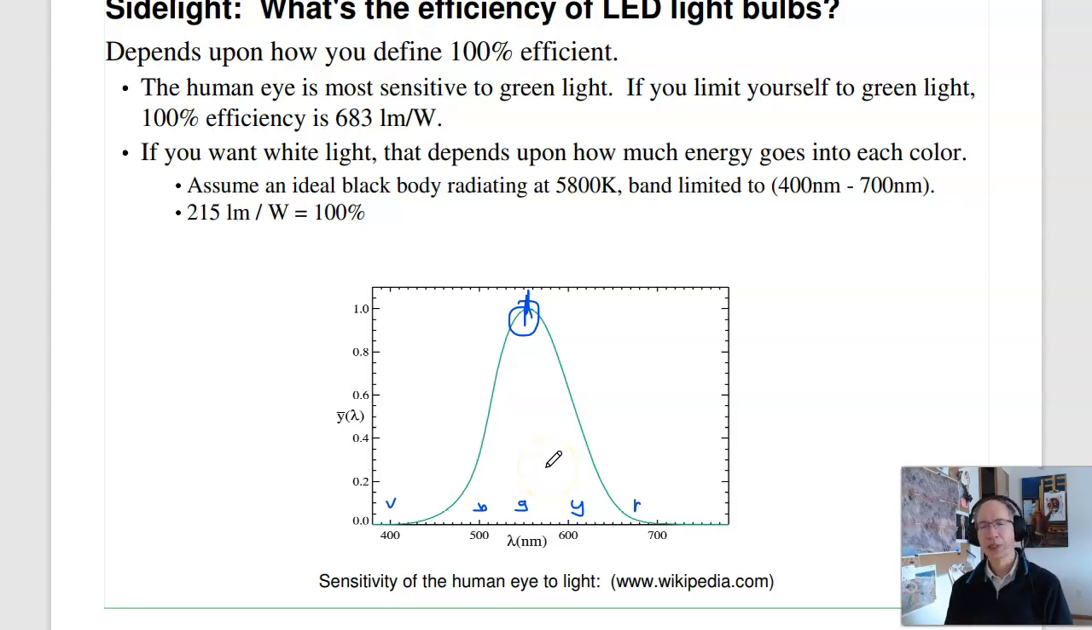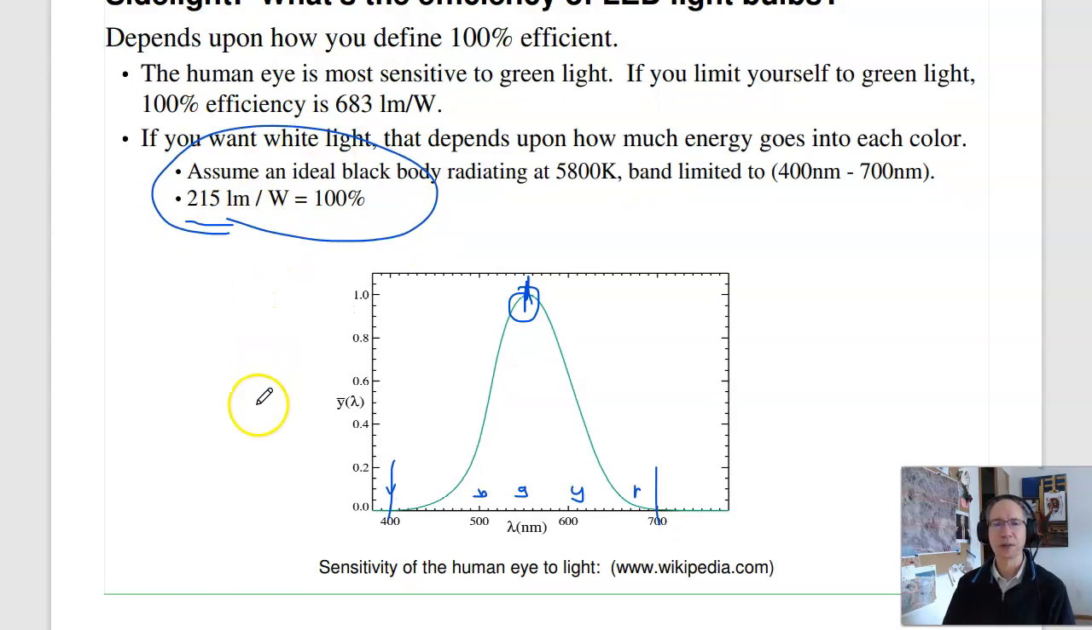So, kind of arbitrary here, define an ideal black body where it's band limited between 400 and 700 nanometers, radiating at 5800 degrees Kelvin. If I give it that definition, then 215 lumens is 1 watt. Again, it really depends upon what you mean by the word white. So let's go with this one. Define 100% efficiency to be 215 lumens per watt.